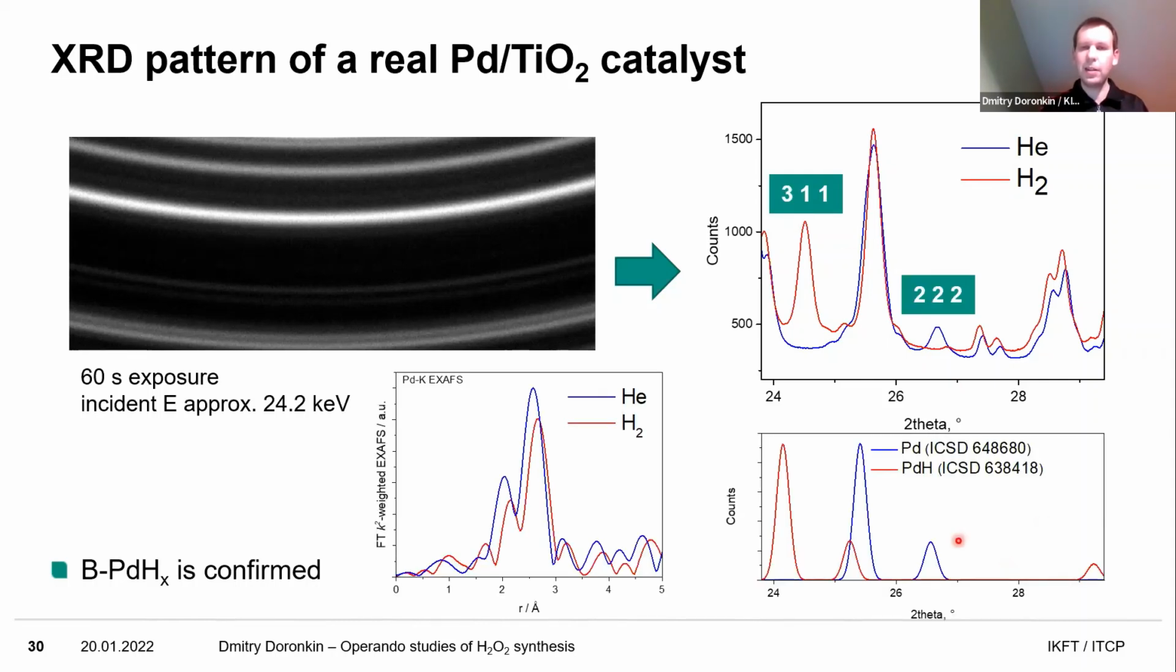non-hydride nanoparticles. And we found out that we could use, in case of hydride, the 311 reflection, and for the non-hydride form, it was hidden under the titanium dioxide reflection. But for the non-hydride, we could use the 222 reflection. So we confirmed the hydride and metallic structure using XAS.